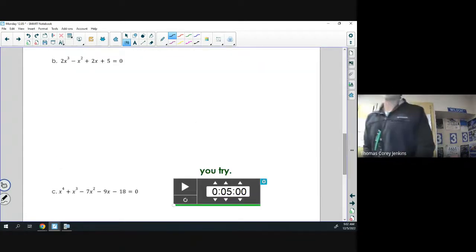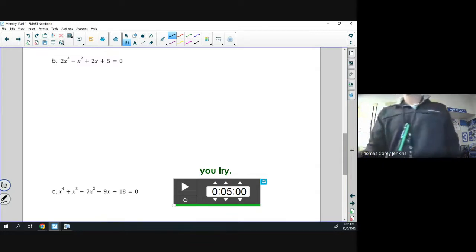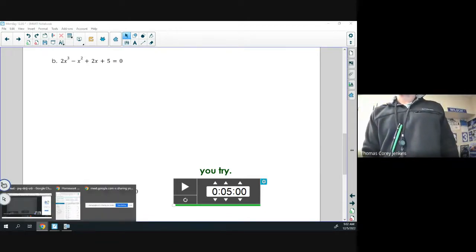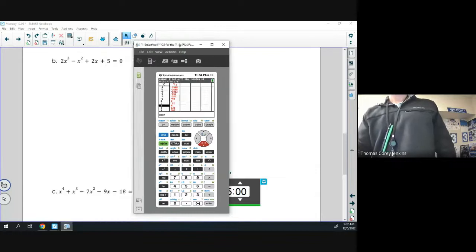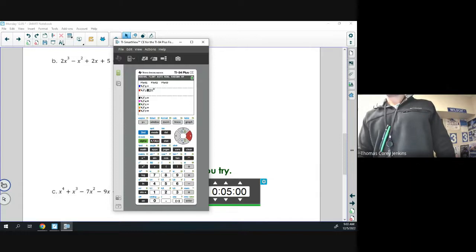All right, let's do one more together, okay? Looking at B, we have another cubic polynomial, so we're looking for, again, 3 roots. Let's go ahead and assume we can't factor, which we can't. So we'll go right into typing it in as a function rule. So y equals 2 times x to the 3rd minus x squared plus 2x plus 5.